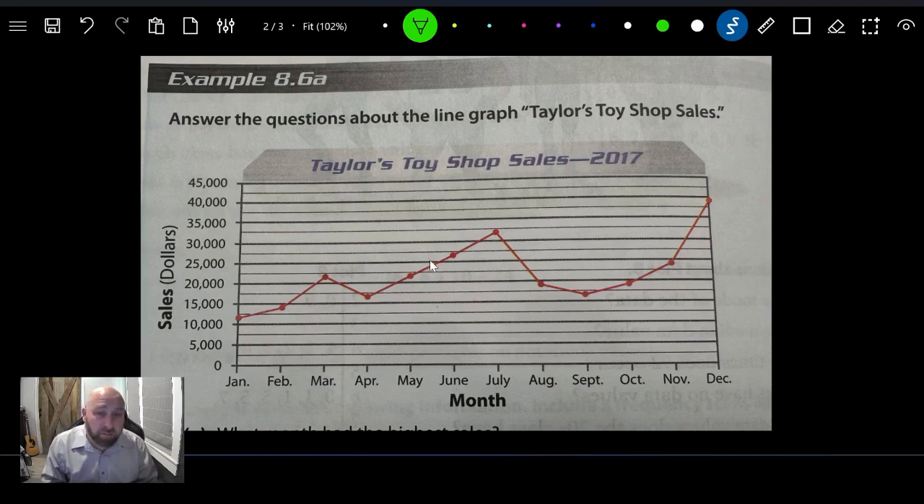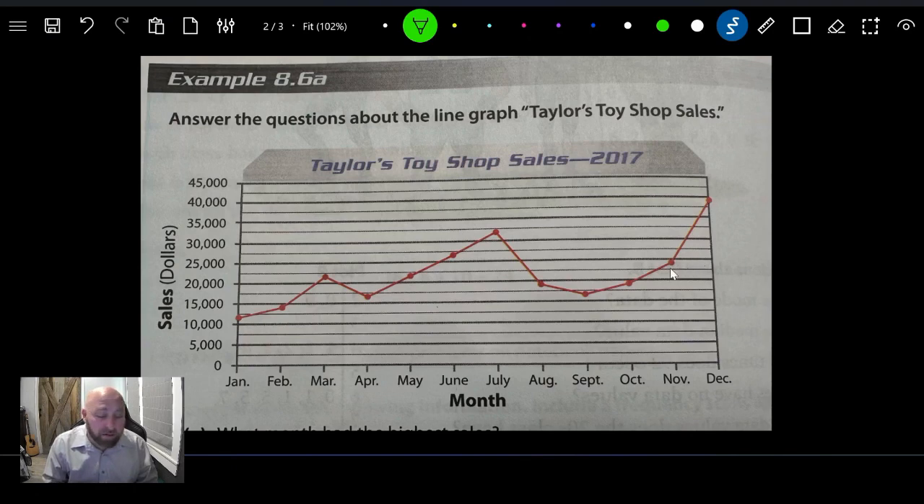This gives you close to the number, but it doesn't give you exactly the number of toys that were sold. Right, so there's some questions in your book. It says, what month had the highest sales? Well, let's take a look. Looks like July's pretty high. It's the highest. Oh, December, look at that.